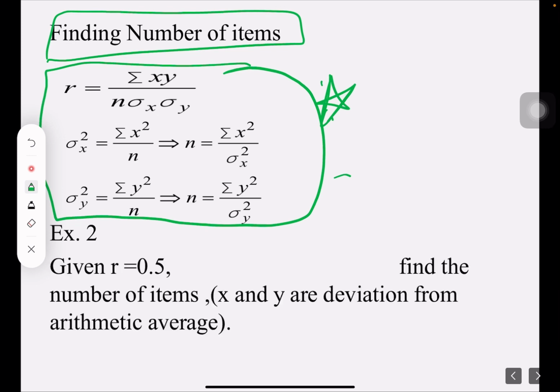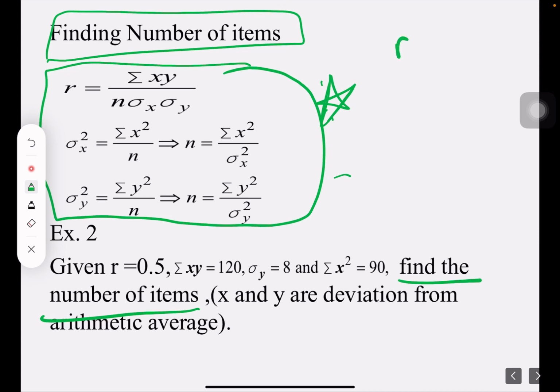For example, look at this question here. It says given r is equal to 0.5, so correlation is given, summation of x, y is given, sigma y is given, summation of x raised to 2 is given. Find the number of items. So the question is asking for the number of items. If this was the question asked, what you need to do is grab the formula.